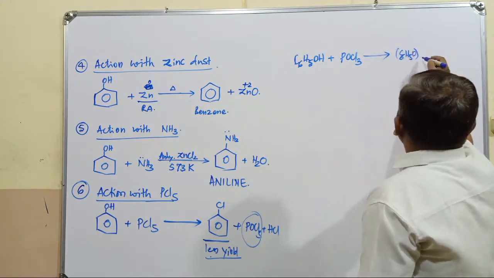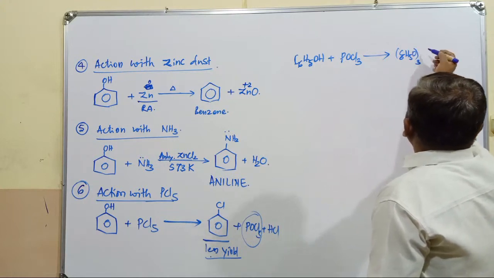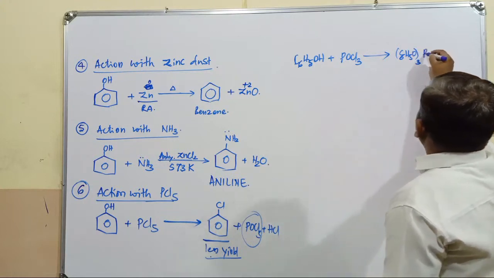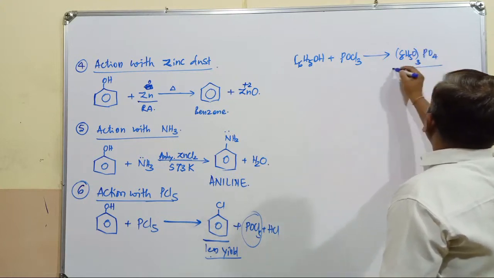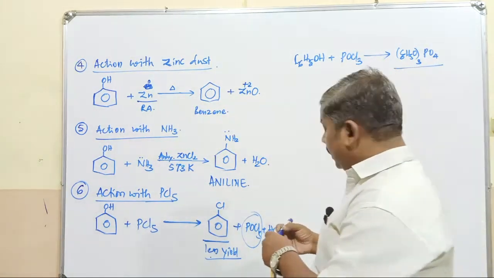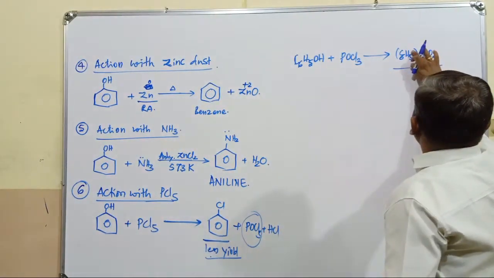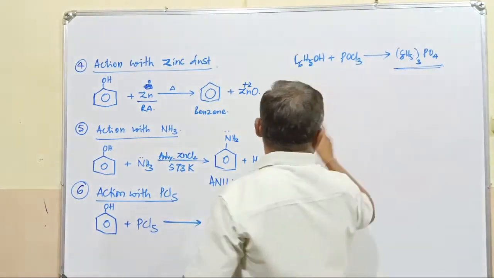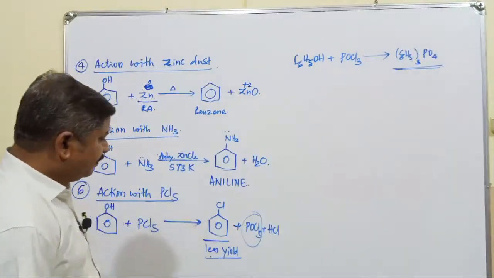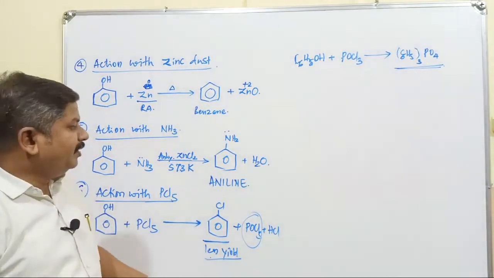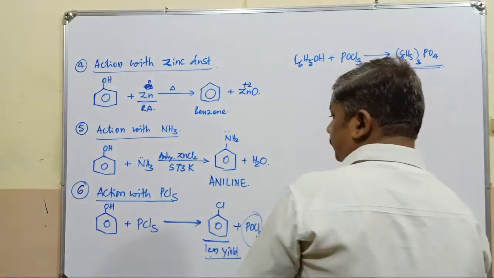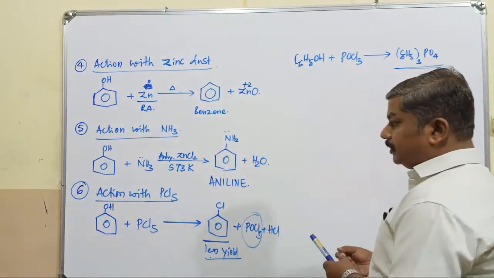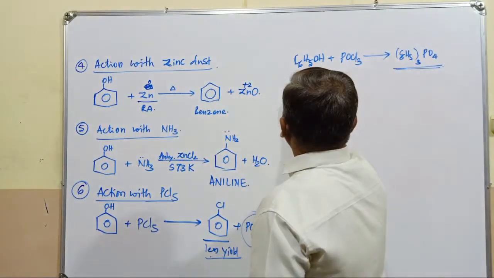When it combines with POCl3, the main product is (C6H5O)3PO, triphenyl phosphate. Because of the formation of that compound as the major product, the percentage of chlorobenzene is very, very low in this case. So this is the reaction with PCl5.